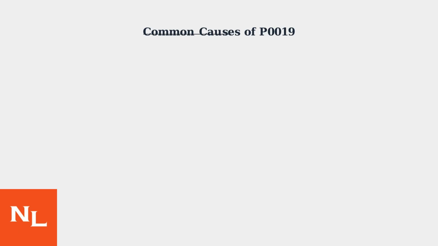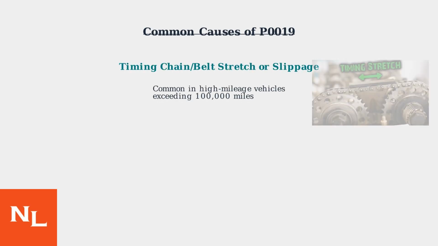Several issues can trigger the P0019 code. The most common cause is timing chain or belt stretch and slippage. Timing chain or belt problems occur frequently in high-mileage vehicles over 100,000 miles, where the chain stretches or slips, disrupting the correlation between crankshaft and camshaft positions.